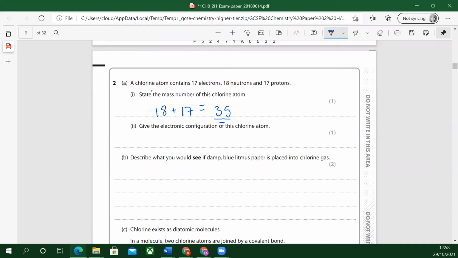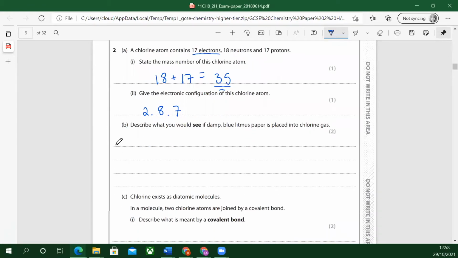Next, give the electronic configuration of this chlorine atom. So we're talking about the electrons now. The first shell only has 2. Then we get up to 8 in the second shell. So 2, 8, that's 10 altogether. We've got 7 left. The third shell can go up to 8 as well, so the 7 remaining goes in there. That's nice and easy, always an easy mark. Let's have a look at the next one.